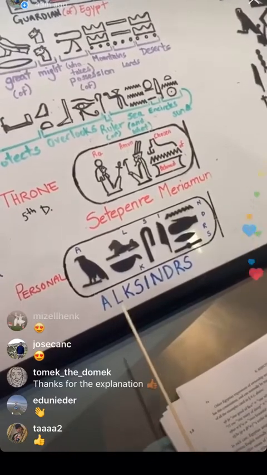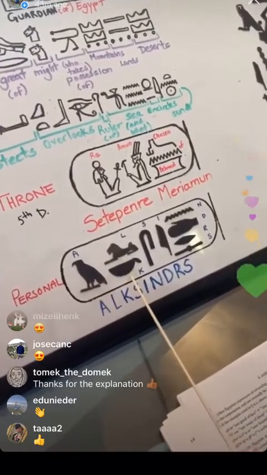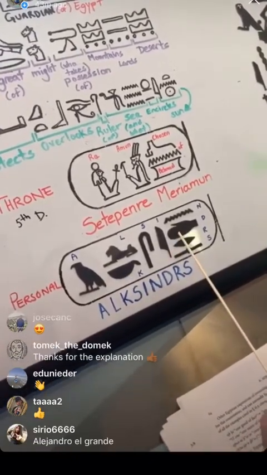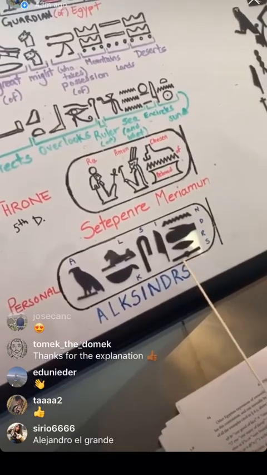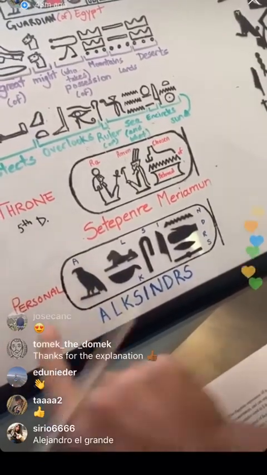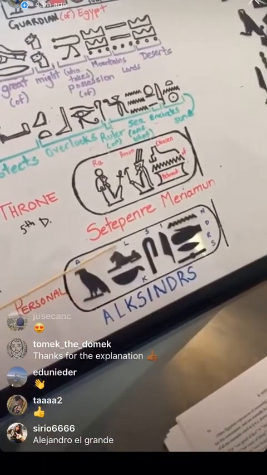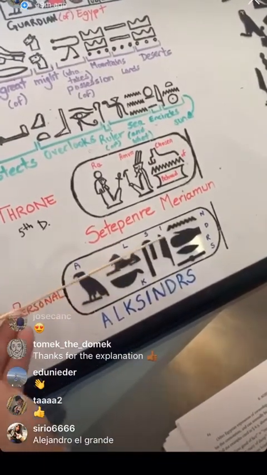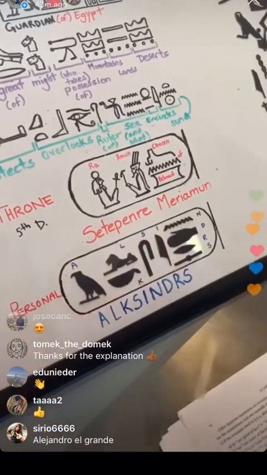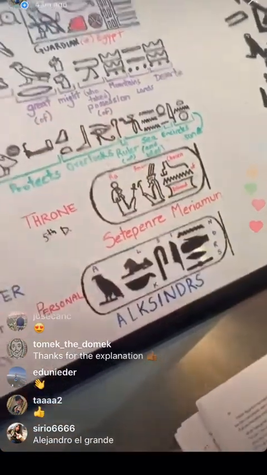What you have here now is Alexander. You always read facing the animal. Where the animal's facing, you start from there, top to bottom, continuing forward. So that is the 5 names of Alexander the Great.